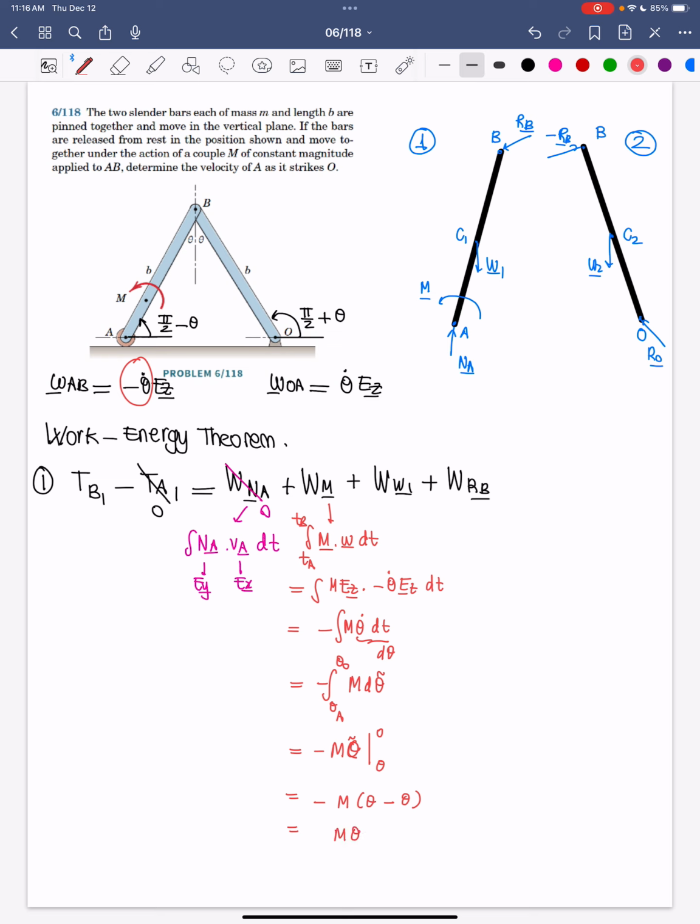Very well. The work of the weight is going to be negative because the center of mass is lifting up. So that's mg times yB minus yA. Here this is my basis, ex, ey. So yB, that's b cosine theta, sorry, b over 2, minus b over 2.